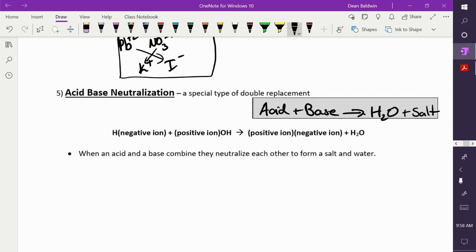Okay? So, acids always start with H for grade 11. That's not always true. There's different types of acids, but for us, they always start with H. And bases always end in hydroxide, OH. So if we have HCl, aqueous, plus NaOH, aqueous.